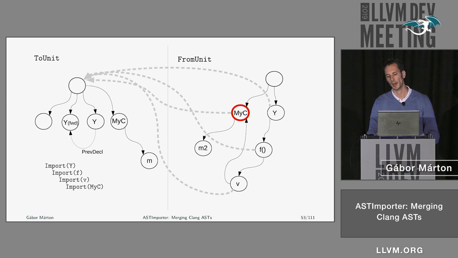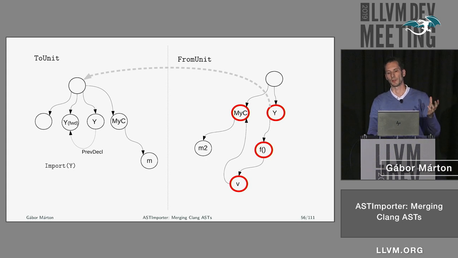Then this error propagates back through the import stack. That's very good. So everything is set to be in an error state. But by the time we realize that there's an error, we already created the node. So what we can do is set an error in the to context as well for that created node. So we associate an error with the created node, and the users of the ASTImporter may check whether the imported node itself is in an error state or not.